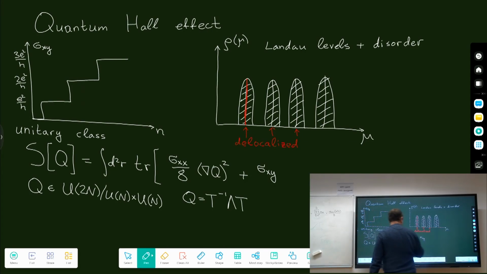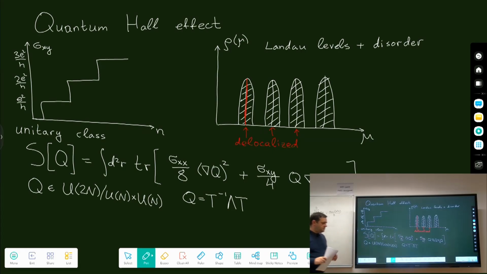So it's just divided by 4. And here is the following combination: Q, nabla x Q, nabla y Q. And this is the end. This is the action.